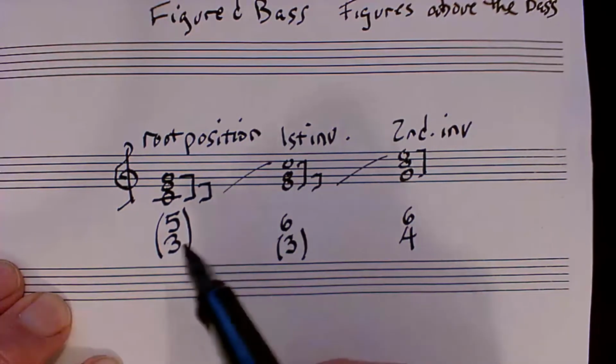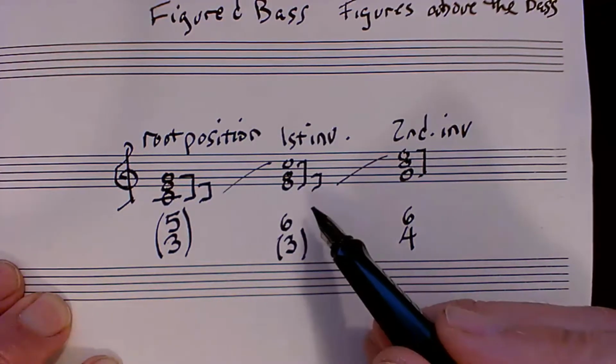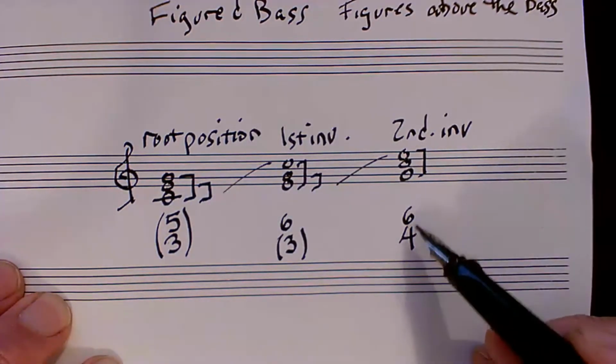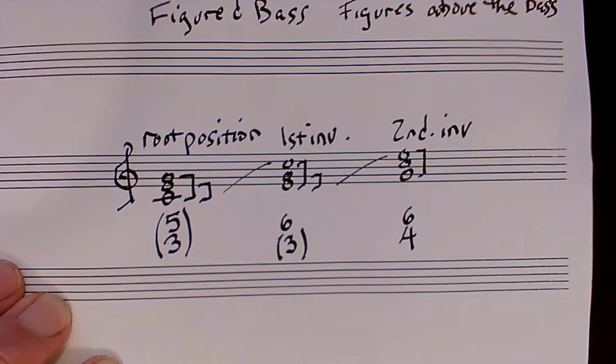So there are your symbols. Nothing for root position, 6 for first inversion with a third in the bass, and 6-4 for second inversion with a fifth in the bass.